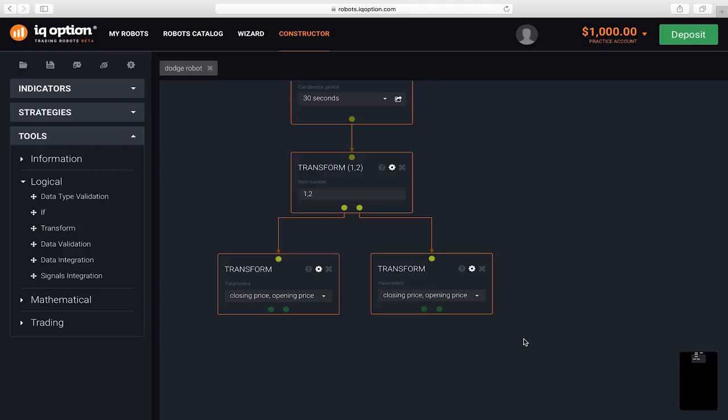Now, use an if block to check whether the last candle was a doji and what color the next to last candle was, bull or bear, so red or green. In the if block, compare the value of the closing price and the opening price for our candles. Add if blocks. Click the button for comparing the two input values and set connections between the blocks.